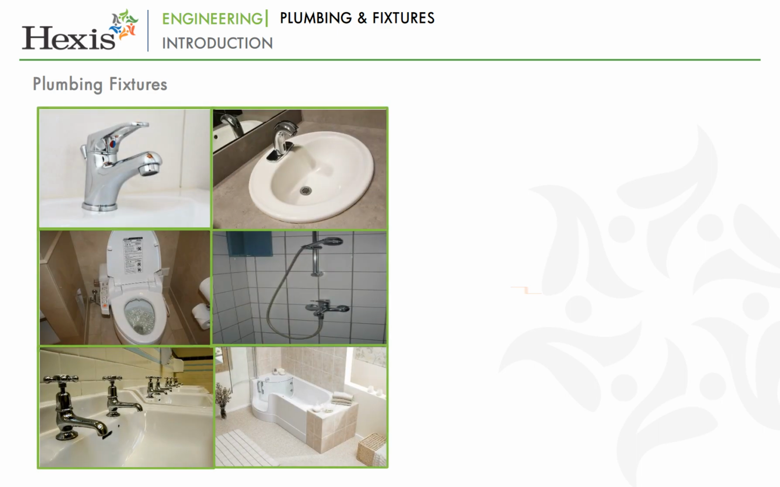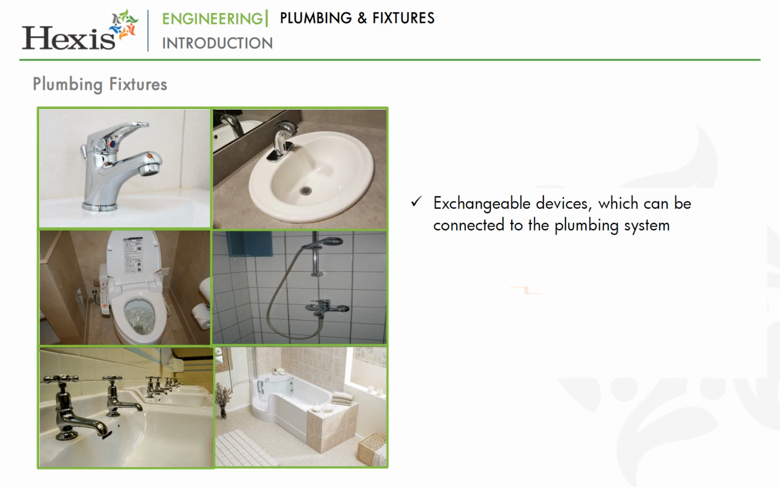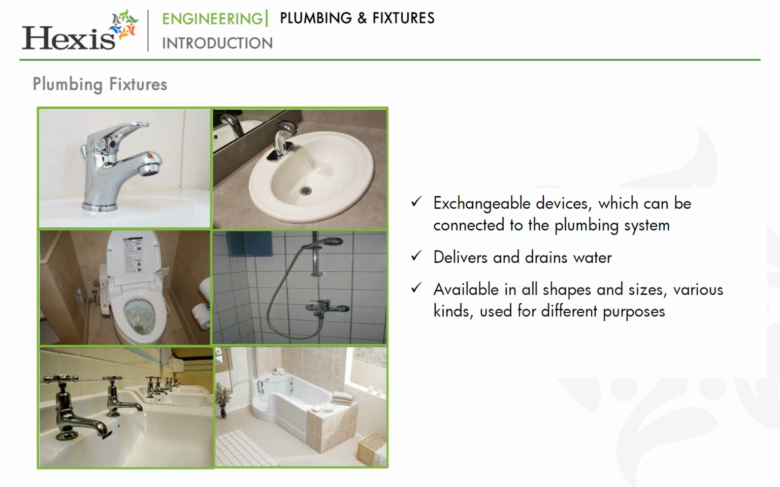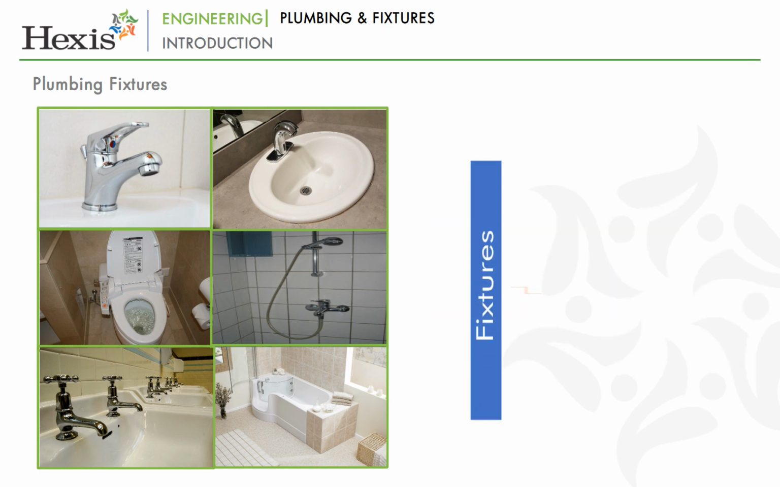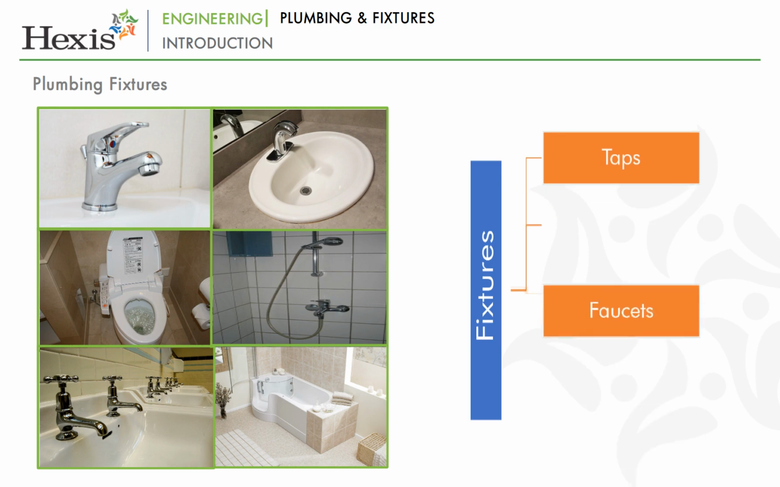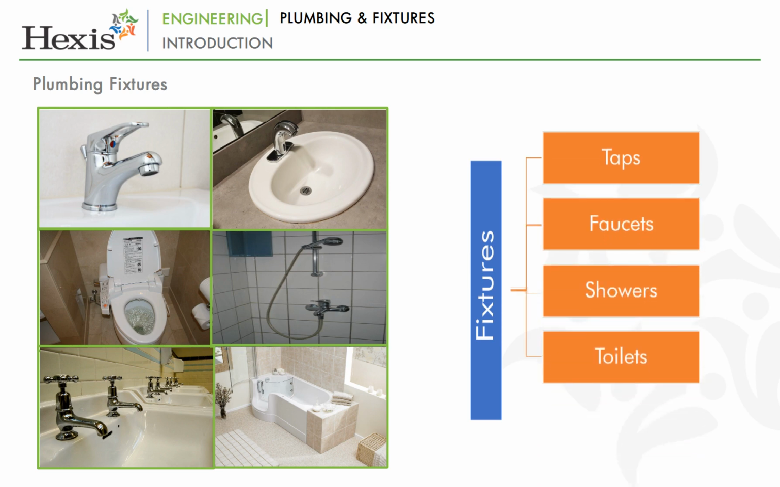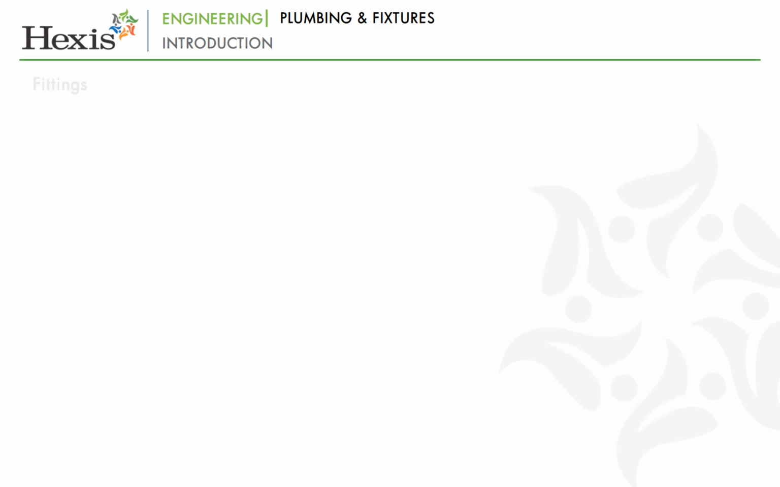First, a look at what plumbing fixtures are. Plumbing fixtures are exchangeable devices which can be connected to the plumbing system to deliver and drain water, and are available in all shapes and sizes, of various kinds, used for different purposes. These are used in kitchens, bathrooms, toilets or wherever water systems need to be used in facilities, industries, etc. Examples of fixtures commonly used are taps, faucets, showers, toilets, tubs, etc.